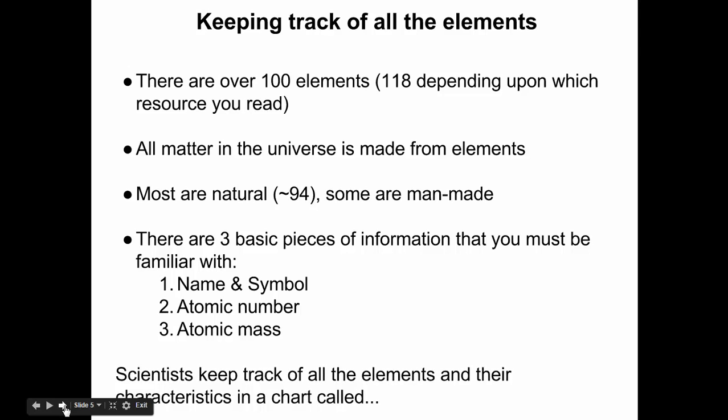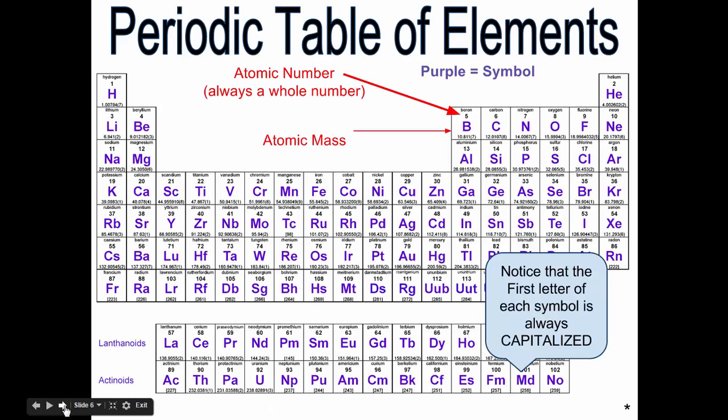So scientists keep track of all of the elements and their characteristics in a chart called the periodic table of the elements. So this number right here at the top, the whole number, that's the atomic number. It's always going to be a whole number. The big letter, or capital lowercase letter in purple, is the atomic symbol.